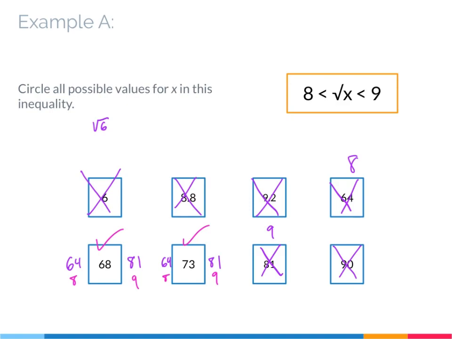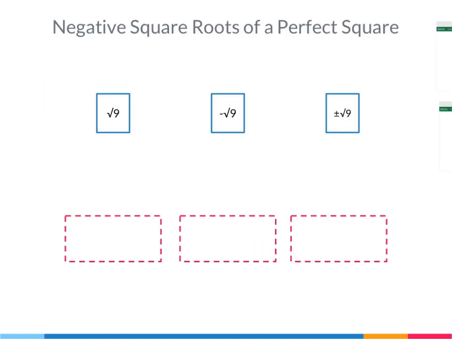Now let's go ahead and take a look at some negative square roots. Here we've got three things that are similar but not exactly the same. We've got the square root of 9, we've got negative the square root of 9, and some plus minus symbol, something we've never seen before. We'll deal with that in a second.